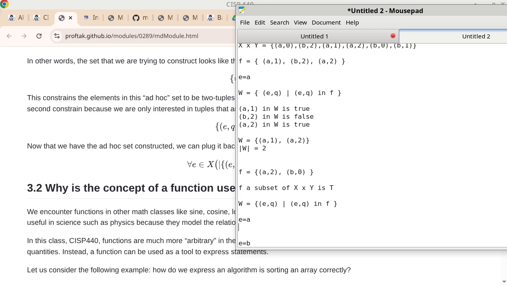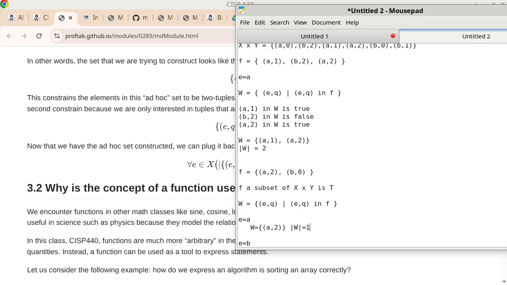When E equals A, we are asking, what is W? W, in uppercase, would be the set with only A2 in it. And the cardinality of W is indeed 1, so it has met that requirement. This particular element from X has met the requirement. But because the requirement is universally quantified, I need to make sure B also meets this requirement.